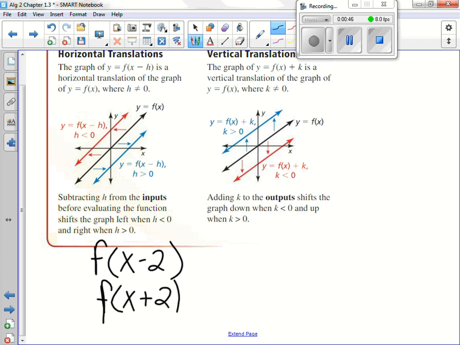So it's a little bit opposite of what we think, and we're going to do it inside the parentheses, which is going to be a little bit different, but we'll see it, and it'll make sense when we do some examples. Now the other type is vertical translation.